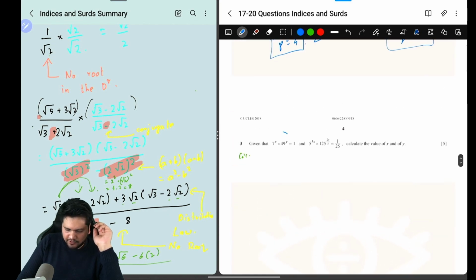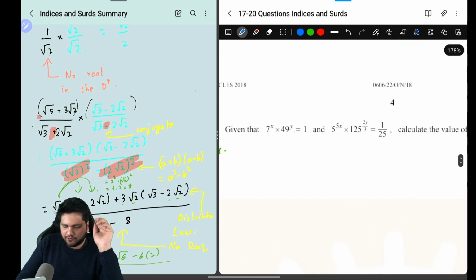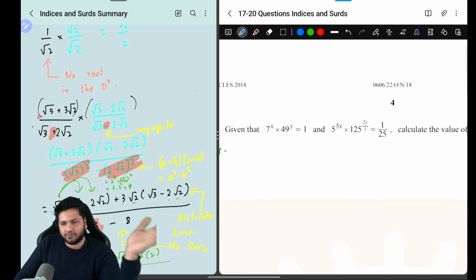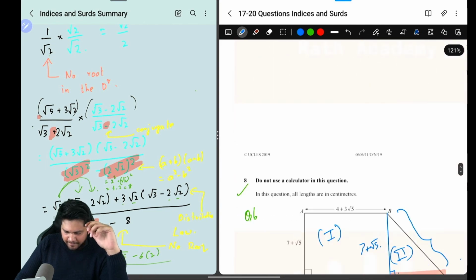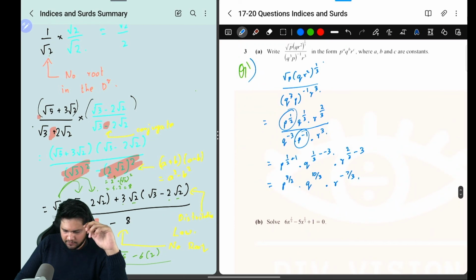Again here, 7 to the power of x into 49 to the power of y is equal to 1. As you can see here, we'll have to write 49 as 7 to the power of 2y, and so on. You just have to write the left hand side as 7 to the power of something, and the right hand side as 7 to the power of something. Here we have 1, so this is nothing but 7 to the power of 0. Anything to the power of 0 is 1, and then you can equate it. This we have done. This also.